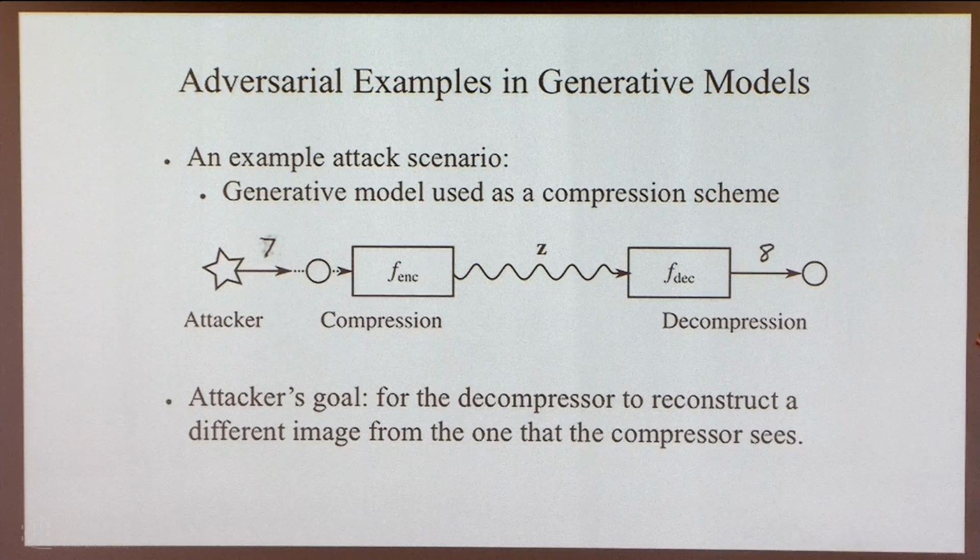For example, here, adversary perturbation of original input 7. And then after the compression and decompression stage, another image will be reconstructed, and the attacker's goal here is to have this reconstruction be something completely different. In this case, for example, 8.